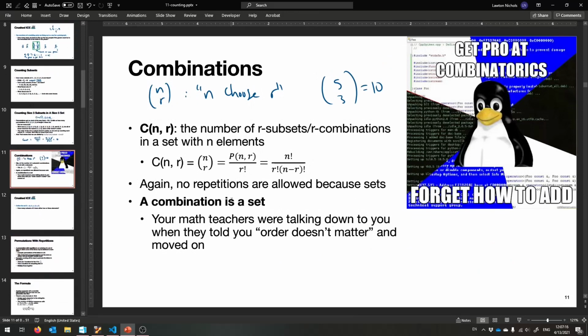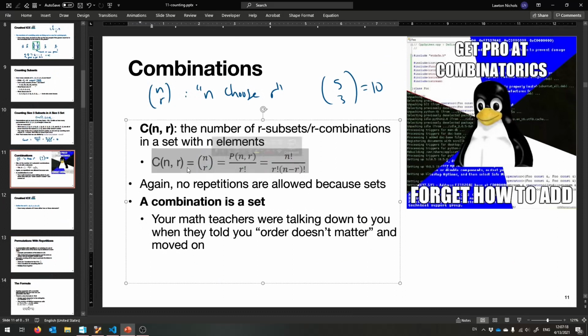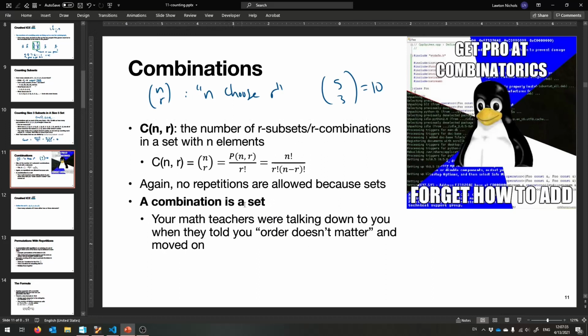That's the idea. And I'm pretty sure you're still required to learn about this stuff in high school because I was taught it, right? Back when your math teachers were telling you, okay, we're learning about combinations today, order doesn't matter, and they just moved on, this is what they were saying. They were talking about sets, really. That is the idea.